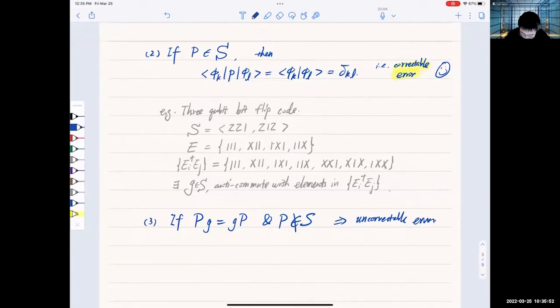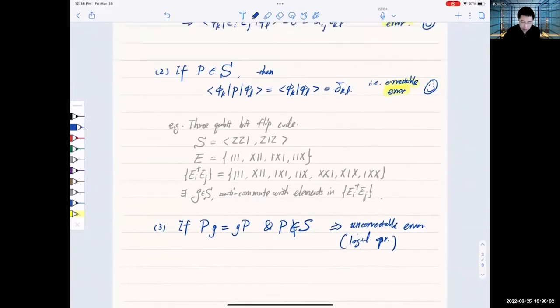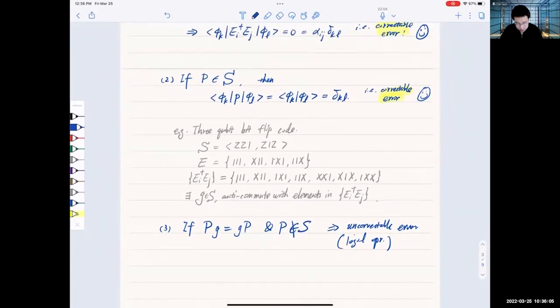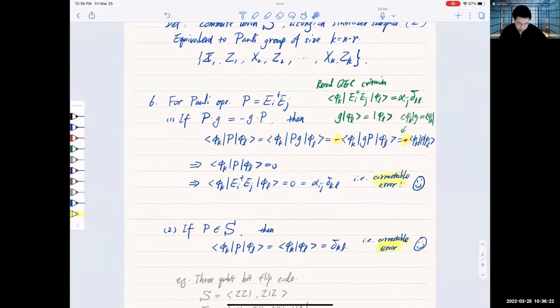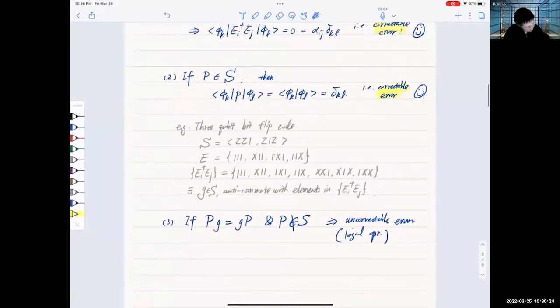Because actually this may lead to logical operators. It could be logical operators. Okay, and a good design of error correcting codes is actually to design a set of P so that we will be able to design a set of stabilizers so that we'll be able to identify those and to have a larger set of correctable errors in your set. Okay, so now let's actually look into some of those code designs.